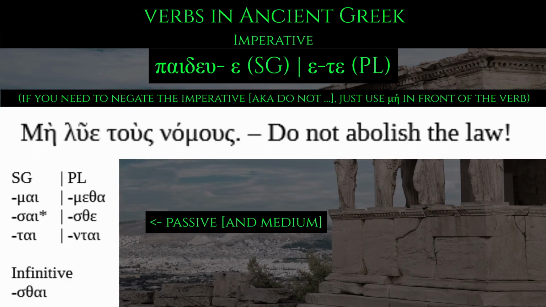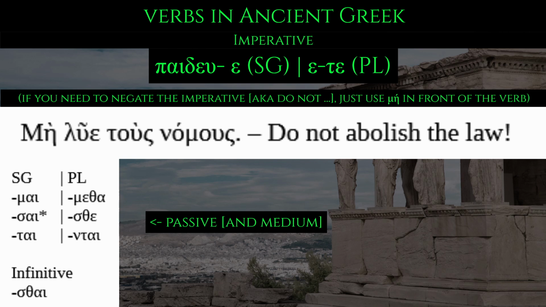Now, let's quickly look at the imperative. And by the way, if you need to negate the imperative, aka saying to not do something, just use me in front of the verb. Pretty simple. So, of course, for the imperative, we have singular, which would be -e, and plural, which would be -ete. Now, one example with a negated imperative, a very important sentence. When you want to avoid getting a dictator, just say me lue tous nomous. Do not abolish the law and hope he obeys.